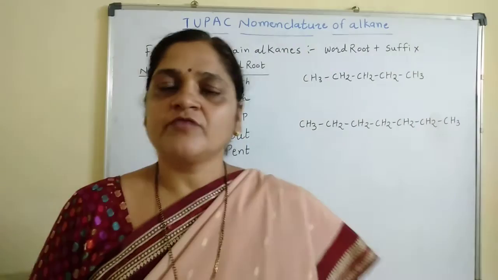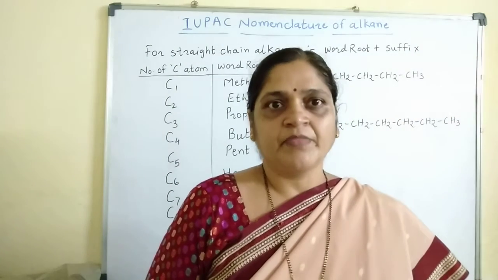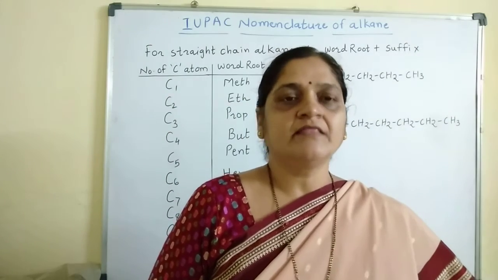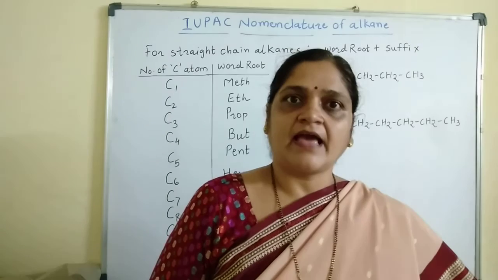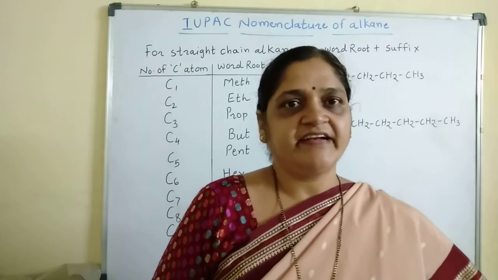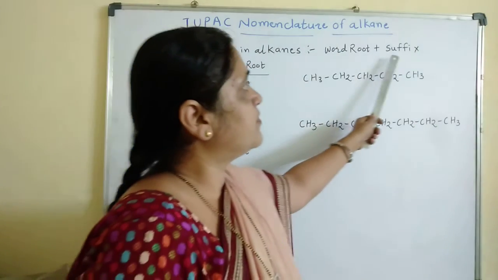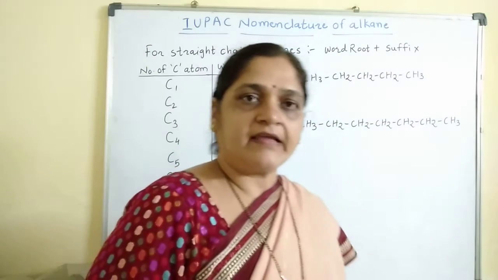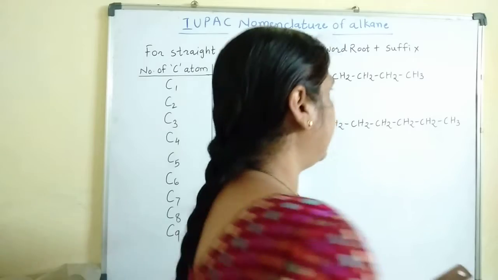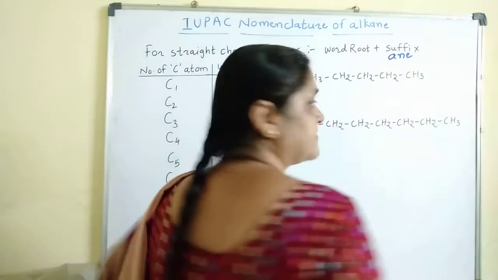Hello students, today we are going to discuss the nomenclature of the alkane. Now there are two types of alkane, straight chain alkane and branch chain alkane. While writing the name of the straight chain alkane, we are only going to use word root plus suffix. As it is an alkane, the suffix is ane, it is fixed. So for alkane, ane is a suffix.